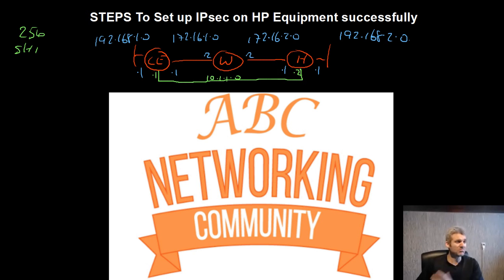Of course, from that point of view, what I want to encrypt is only the traffic coming from this point to this point, which means I'm going to have an access control list with a source of 192 going to 192. That's my type of traffic. Every other traffic will not be encrypted.